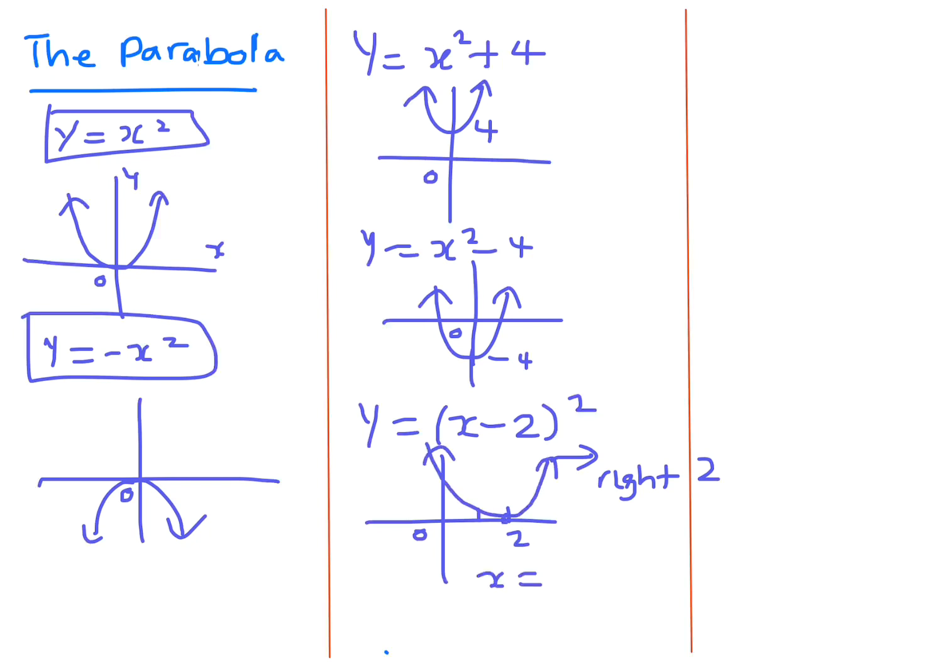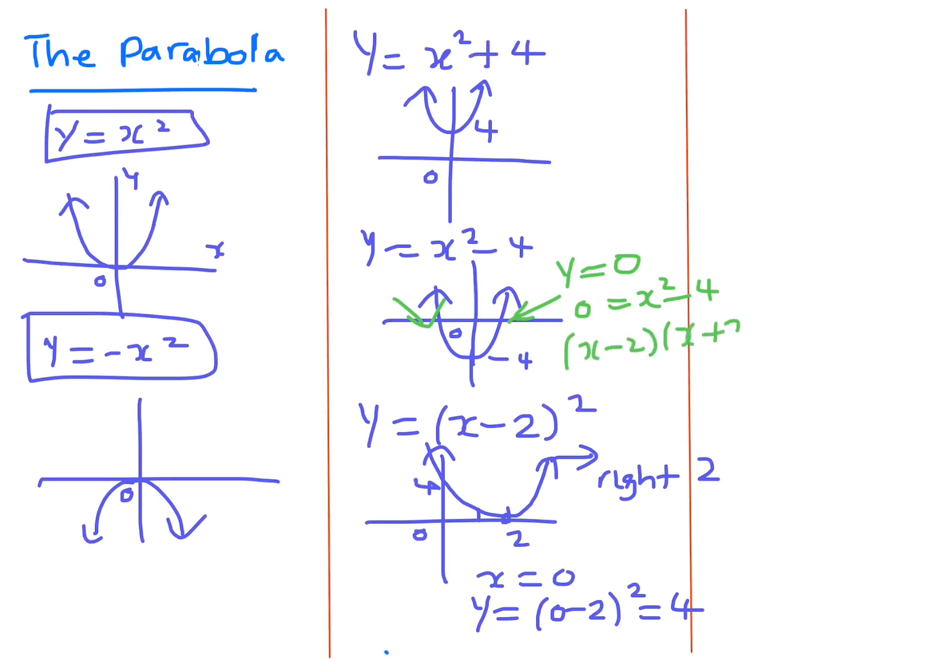Okay, and you should really get the y-intercept. If you put in x equals 0, you get 0 minus 2 squared. Minus 2 squared will give you 4, so it actually intersects at 4. And the same on this last one too. I didn't do the x-intercepts. If you put in y equals 0, the x-intercept would be 0 is x squared minus 4. So x minus 2, x plus 2, you end up with x is 2 and minus 2. Okay, so it's minus 2 and 2.